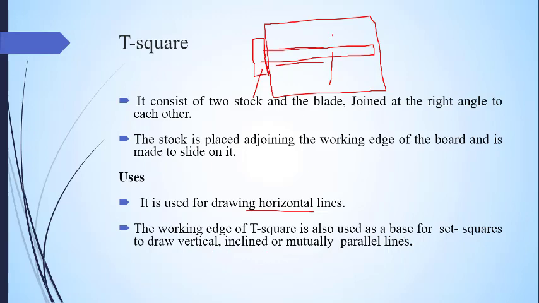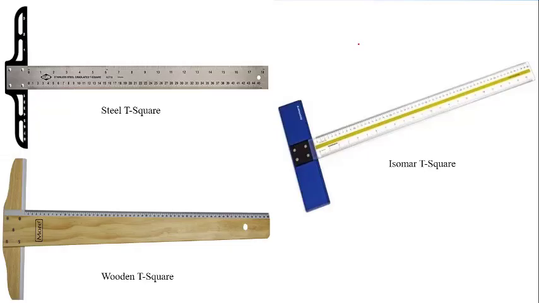It can be used as a base. For example, if you want to construct a vertical line, we can keep a set square here and easily draw a vertical line. If we want to draw an inclined line, we can also keep the set square and draw an inclined line. So these are the instruments, the set square and T square, which can be used for vertical as well as inclined and horizontal lines.